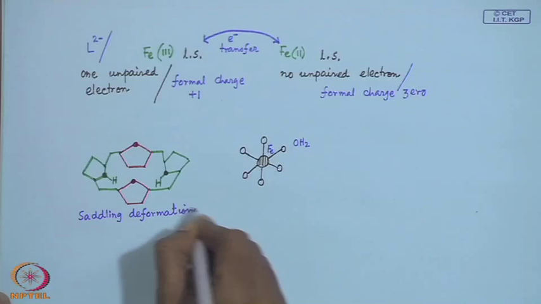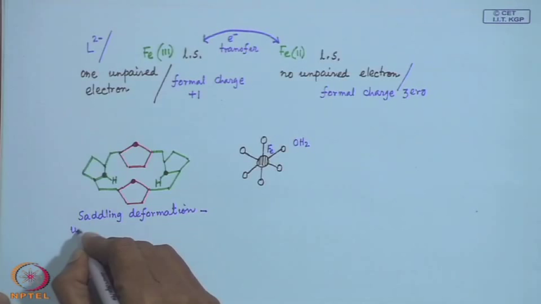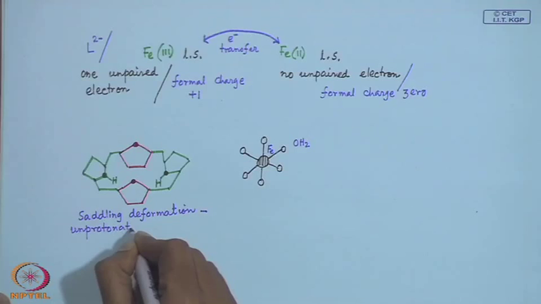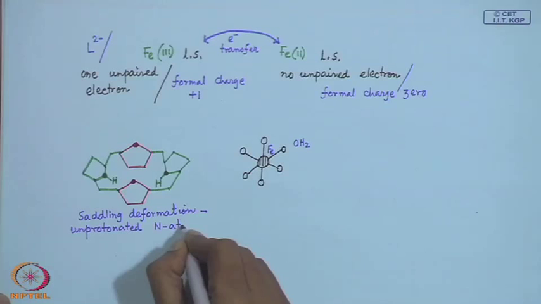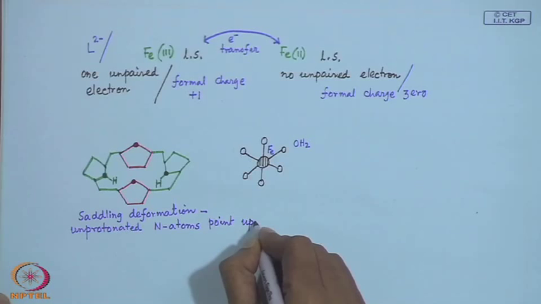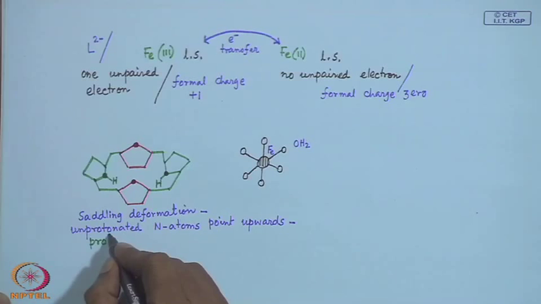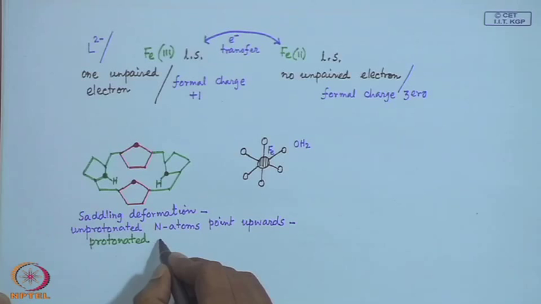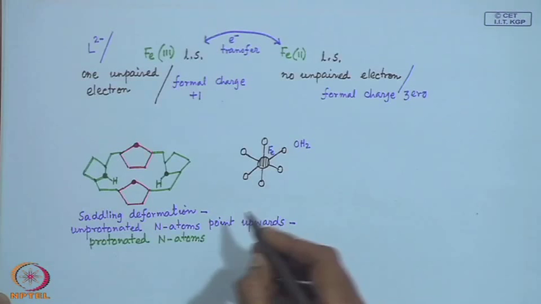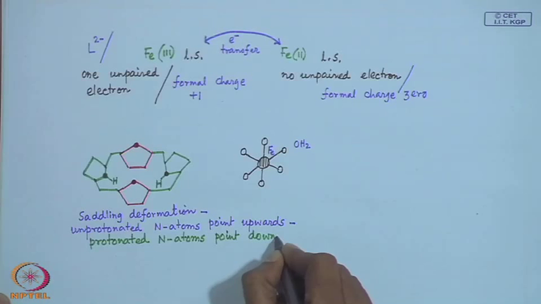What is that? How is it known? This is then that unprotonated nitrogen atom. These are all unprotonated nitrogen atoms. So, the unprotonated nitrogen atoms point upwards. And next, the protonated nitrogen atoms point downwards.